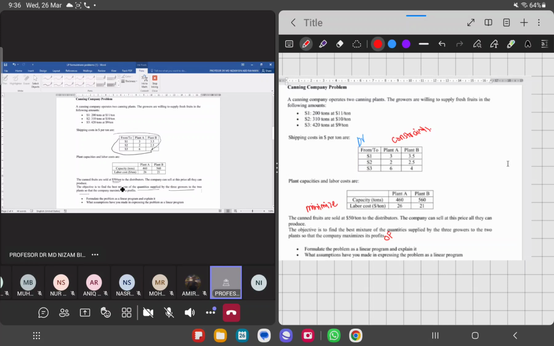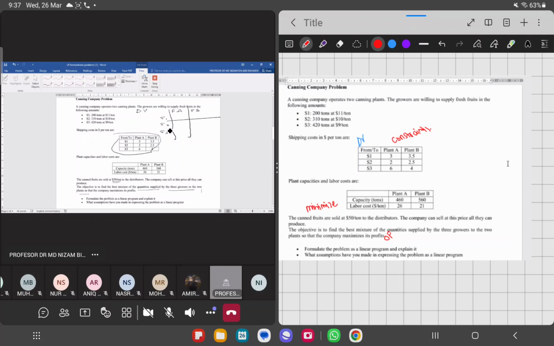So basically, to find the best mixture of quantities supplied by the tree growers to the two plants, so that the company maximizes profit. So how many decision variables do I have? 3. 3. 3. So because it is 6. 6. So basically my decision variables will be like this. I have plant A, plant B, supplier 1, supplier 2, supplier 3.